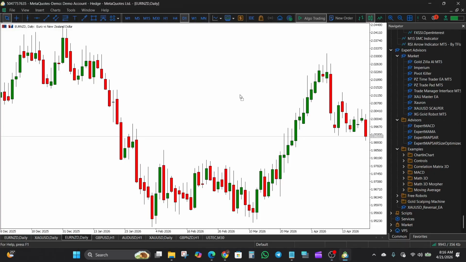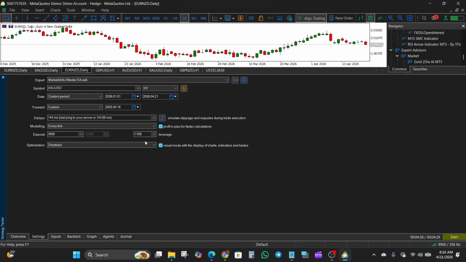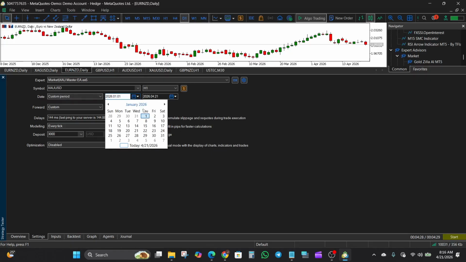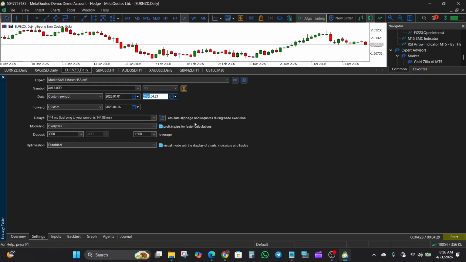So we are testing the XAU Master EA. We are going to be testing it on the XAUUSD symbol, of course, because that is the symbol that the EA is designed for. We're going to be testing it from the beginning of this year, January 1st, 2026, till date. All right. And then for our delays, we're just going to use the last ping to our server for accuracy, right? Now we test.